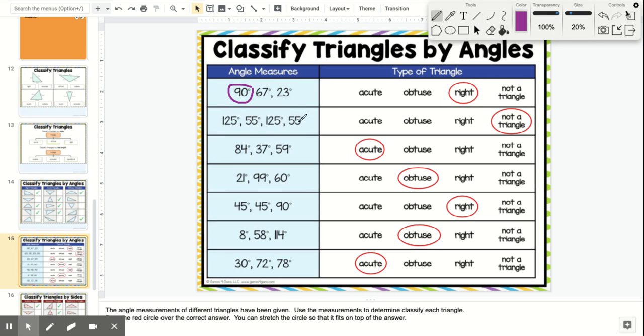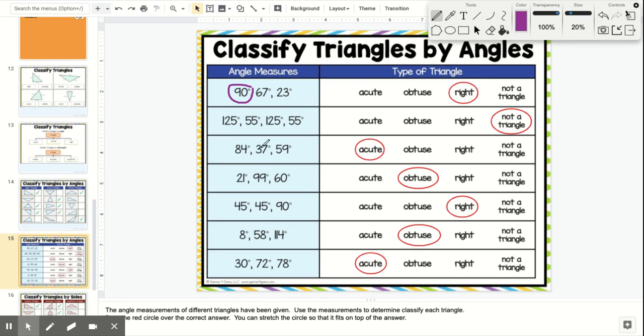This next one, if you noticed, it gave you 4 numbers. So that means it's not even a triangle. That is a 4-sided shape. We don't know what kind of 4-sided shape it is. It's probably a parallelogram, but it's definitely not a triangle.